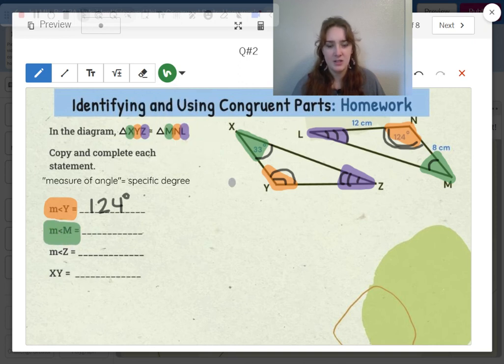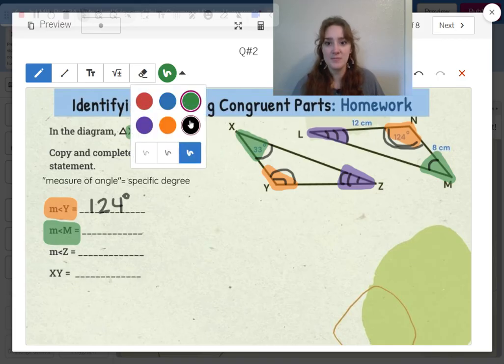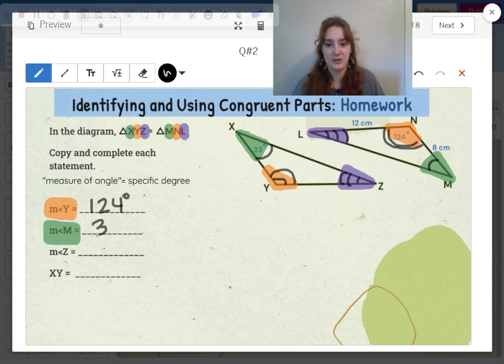All right, so M, we didn't get M, but right from annotating the figure, we know that matches up with angle X, and they did give us that information. So we're just going to plug it in, 33 degrees for M.